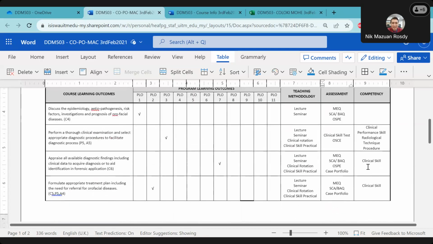Competency ni, clinical skill ini bila dia menjawab soalan dalam exam. Kalau macam kita tanya dia, dia dalam klinik, okay, what do you think about this case? You want to use rubber dam or not? Dia akan jawab macam tu kan. So it still can be part of the C6. Okay, part of the C6 clinical skill.